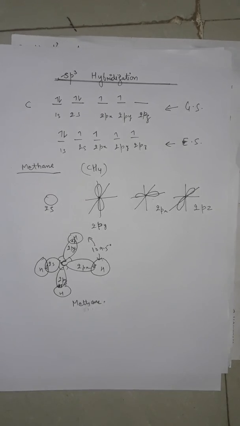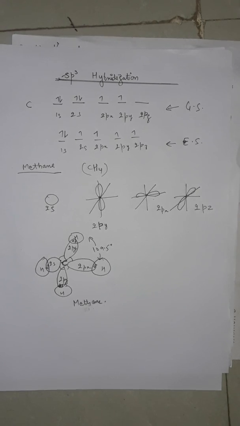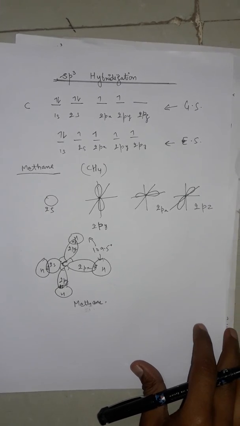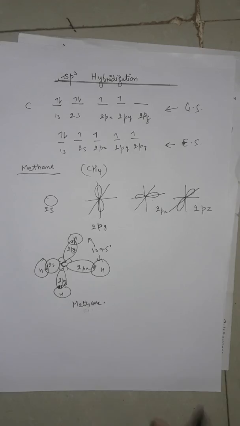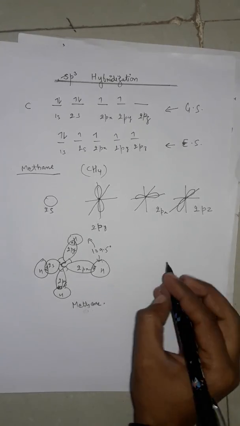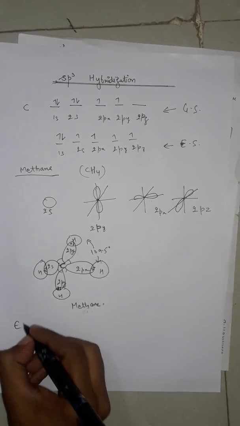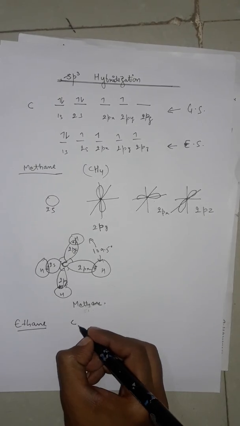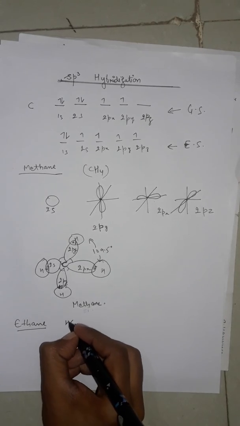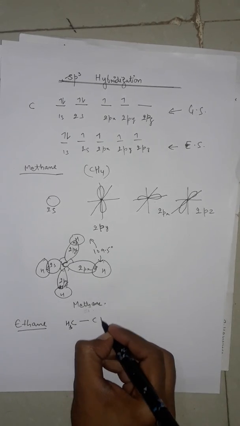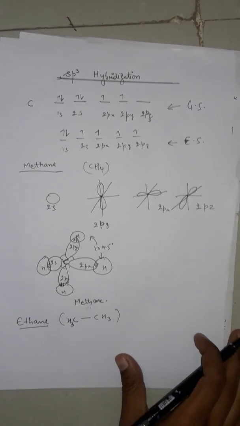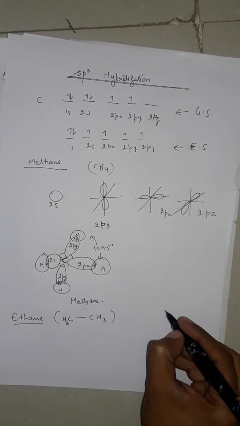Now I will explain what the structure of ethane is. How will the structure of ethane look like? Ethane has the formula CH3 and CH3. Okay, this is the formula of ethane. So we will draw the structure of ethane.